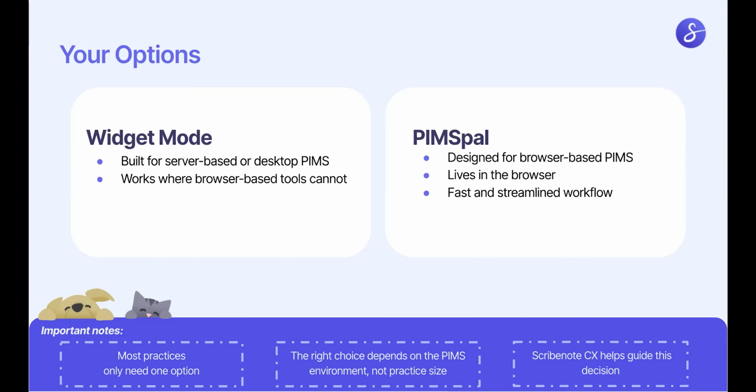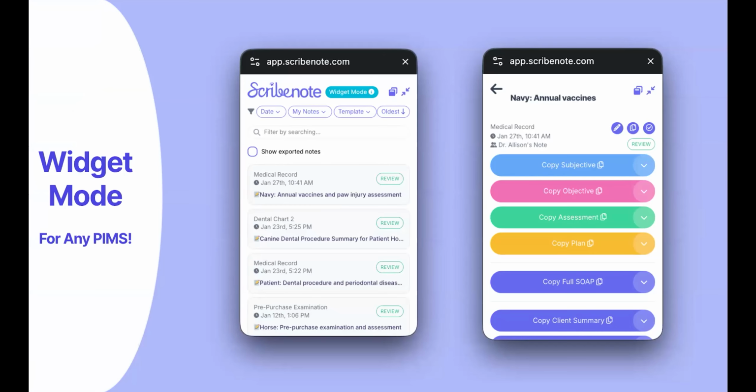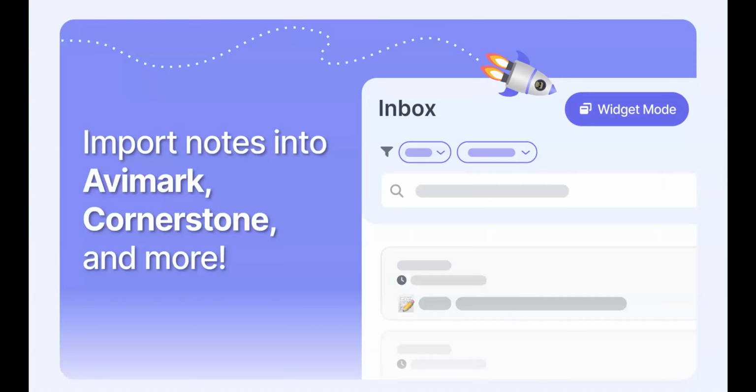All right, so first and foremost, we are going to dive into widget mode. You can use widget mode for any PIMS. It is the best option, again, for your server-based PIMS. And this is what it looks like. If you're used to the desktop download that we used to have, this is a very similar setup, so you'll already have some experience with it, which is exciting. And as you can see, we work with Avamark, Cornerstone, any of your server-based or desktop PIMs. We know those are two of the most popular ones.